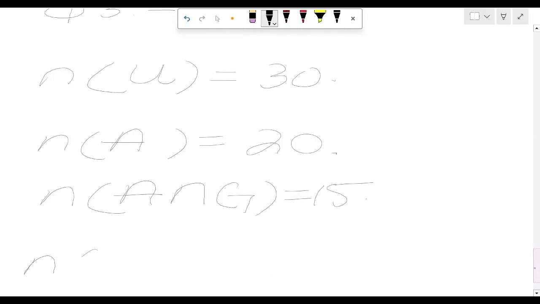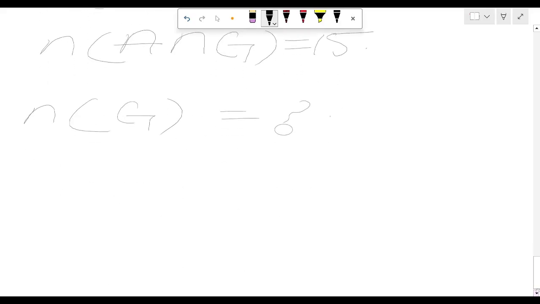Now what do we need to find? We need to find the number of people that like geometry only. So how will we find that? We will use the formula N of A union G is equal to N of A plus N of G subtracted from N of A intersection G.